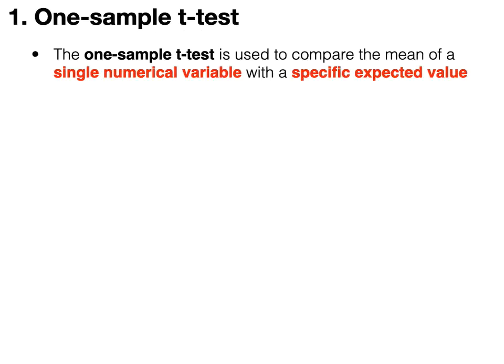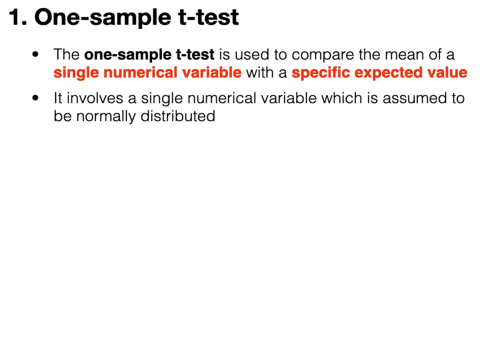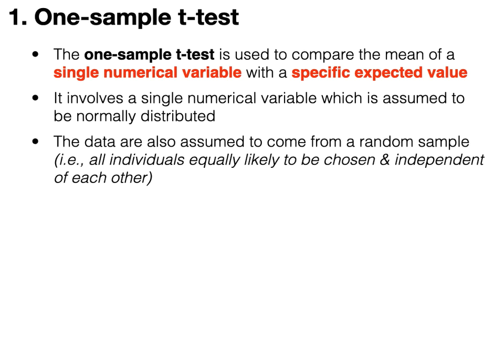Okay, so the first type of t-test we're going to talk about is called a one-sample t-test, and we could use that in the Keanu Reeves age example. The one-sample t-test is used when we want to compare the mean of a single numerical variable with a specific expected value. It involves a single numerical variable, which is assumed to be normally distributed, and the data are assumed to come from a random sample. In other words, all individuals are equally likely to be chosen and independent of each other. Remember, that assumption is true of all the tests that we're learning.